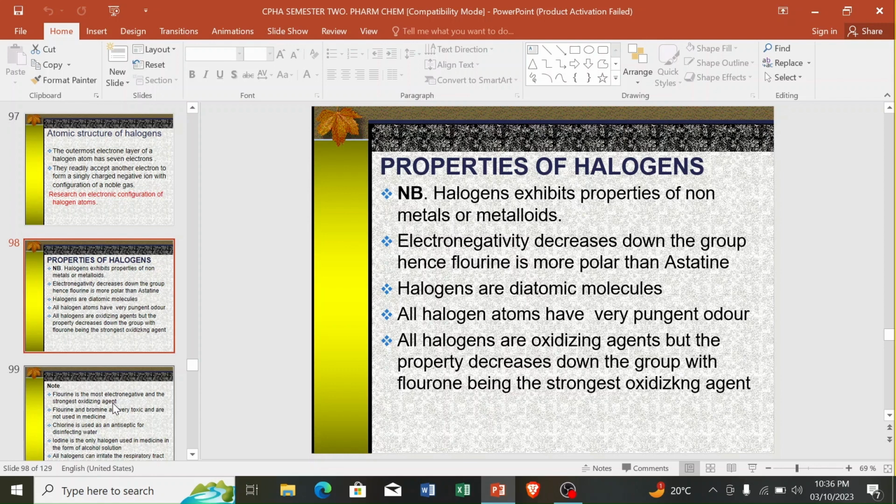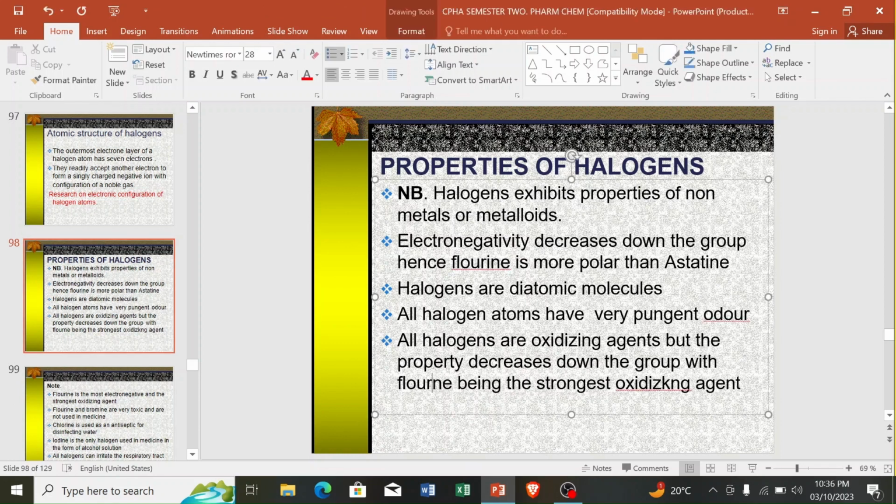With fluorine, this should be an I. Make sure you correct that. It's supposed to be I, with fluorine being the strongest oxidizing. This Z should be I. Meaning, if fluorine is the strongest oxidizing agent, other elements are weaker down the group. For example, chlorine is greater than bromine in oxidizing property, while fluorine is greater than chlorine in oxidizing property. Okay, so you need to have that at the back of your mind.